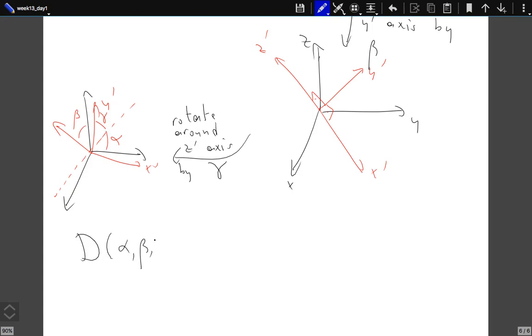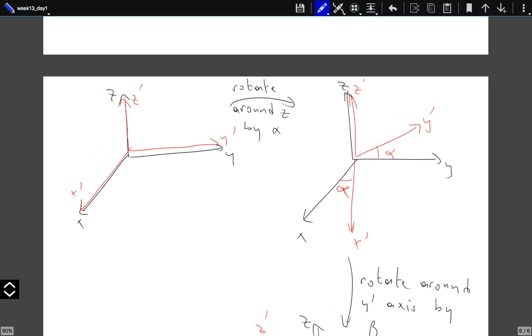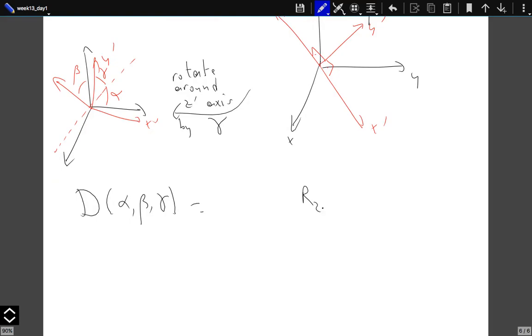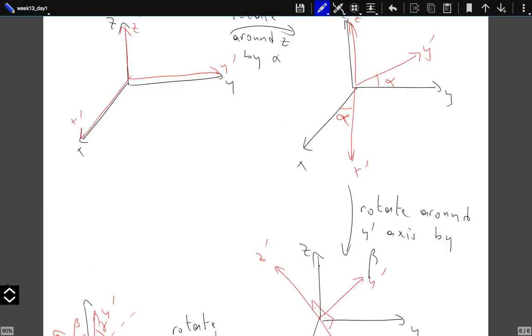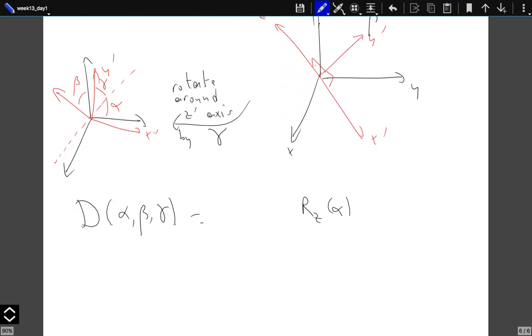Let's say these are alpha, beta, gamma. What did I do? I first rotated around the z by alpha. Then around the y prime axis by beta. Then around the z prime axis by gamma.